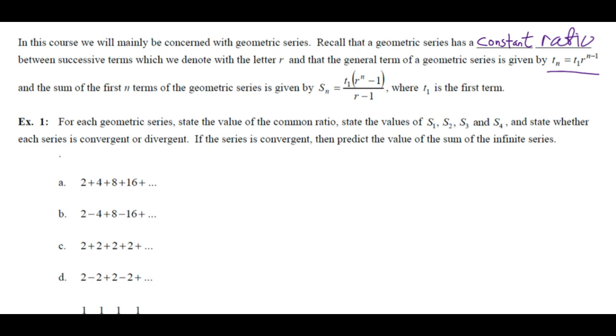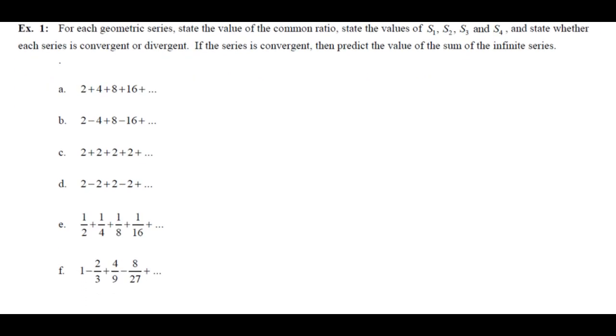Okay, for each geometric series, state the value of the common ratio. So we're going to figure out what is r. State the values of S sub 1, S sub 2, S sub 3, and S sub 4. So the sum of one term, two terms, three terms, four terms. And state whether each series is convergent or divergent. You've done sums of infinite series. So if the series is convergent, predict the value of the sum of the infinite series. And if it's divergent, then it doesn't have one. You're not going to predict anything.